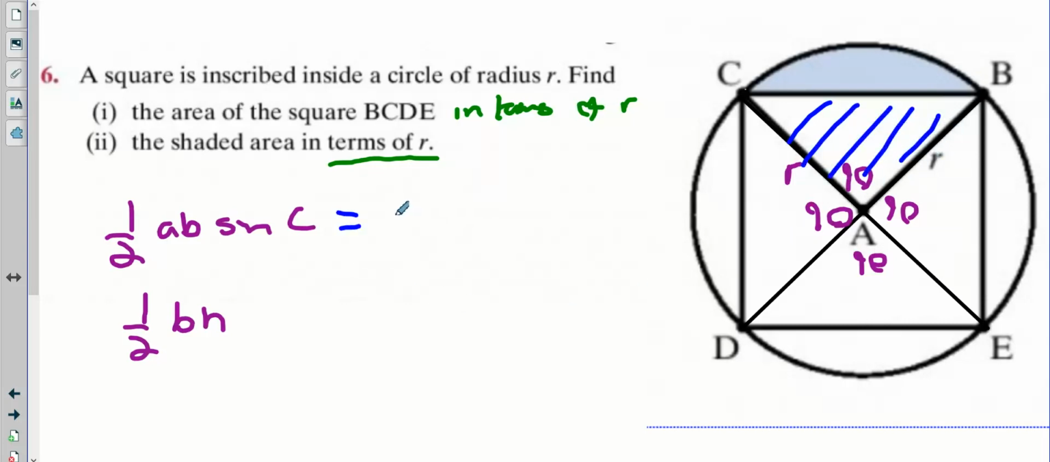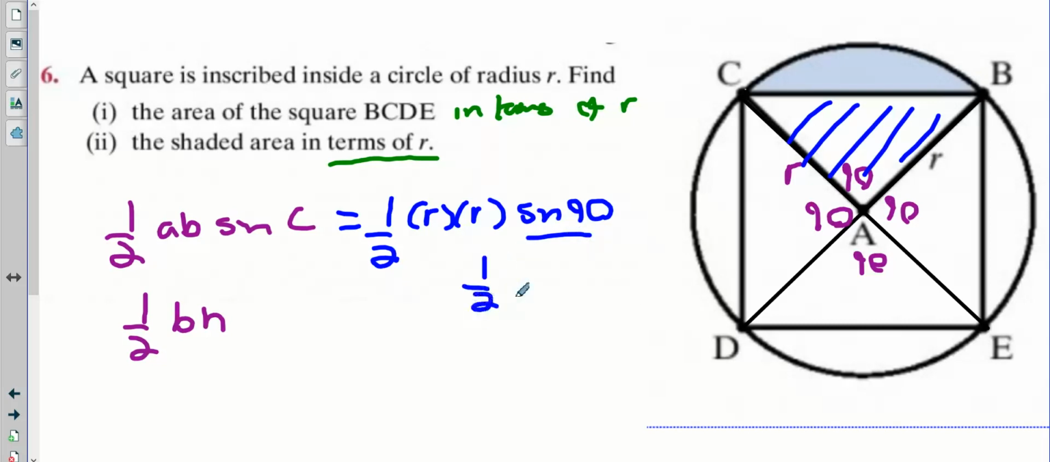How are we going to get that? That's going to be a half R times R sine 90, and sine 90 is actually the number one. So it's just a half R squared. And if I use a half base by height, the base could be R, and the height could also be R. So it'll just be a half R squared as well. Do you see the way it didn't matter which way I did it? I was getting a half R squared no matter what.